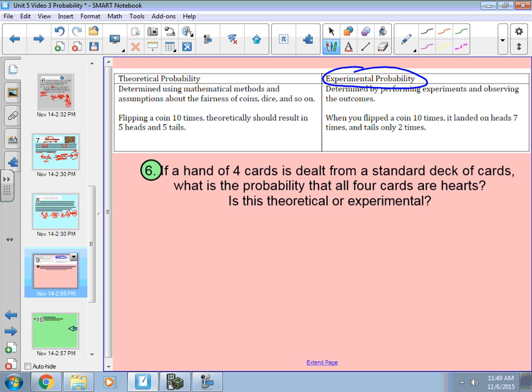So let's say you were actually flipping a coin. If you flipped it 10 times, it could have landed on heads 7 times and tails 3 times. That could happen. Does that mean that there's something wrong with the coin? No, it's just that theoretically it should happen half the time. Will it? Not necessarily, but as you keep flipping, the results should start to even out if you kept flipping more.